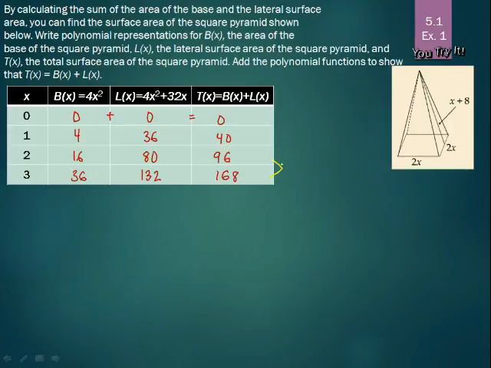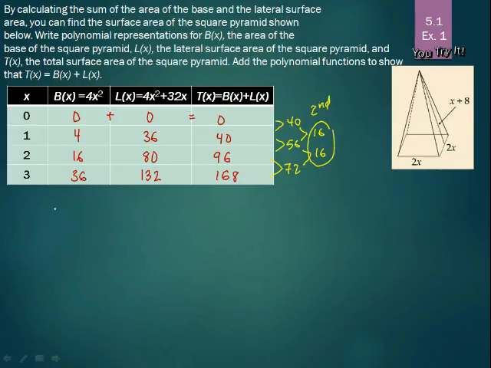So now we can find the finite differences. 168 minus 96, we get 72. 96 minus 40 is 56, and 40 minus 0 is 40. Then 72 minus 56 is 16, and 56 minus 40 is 16. So we see that our second differences are the same, so this is a quadratic function.